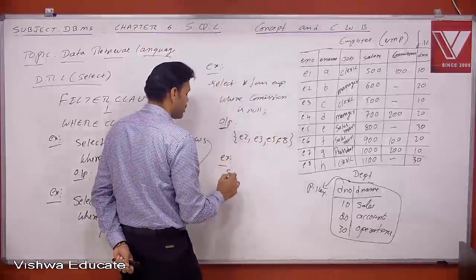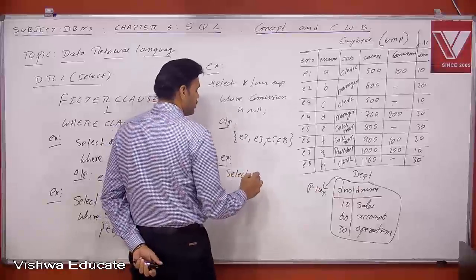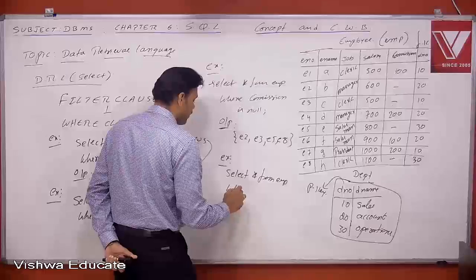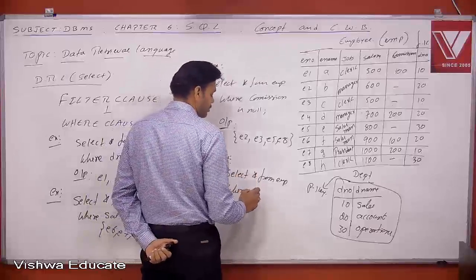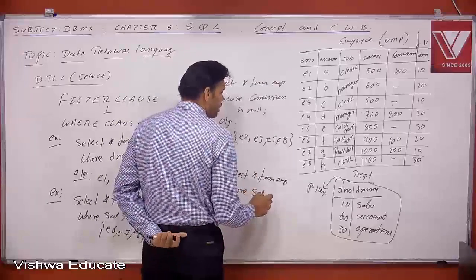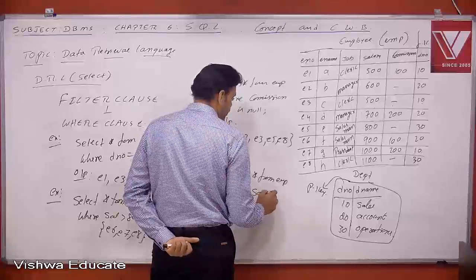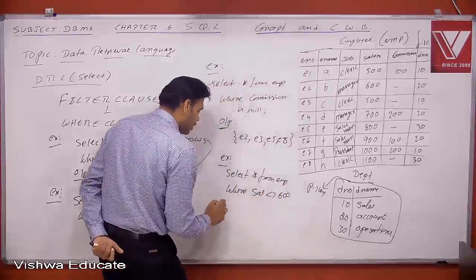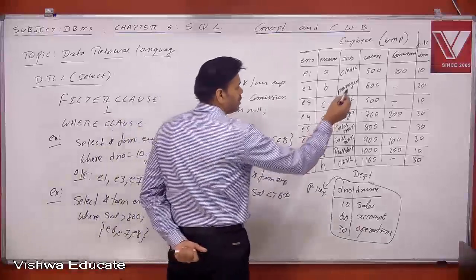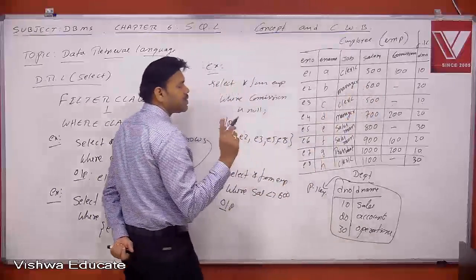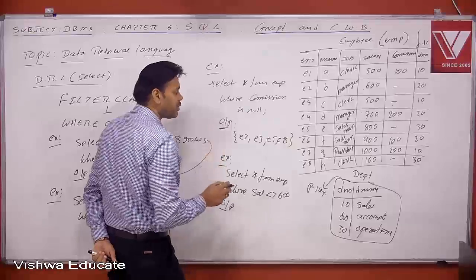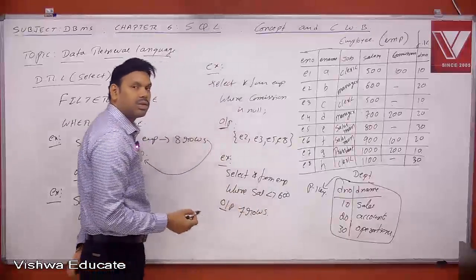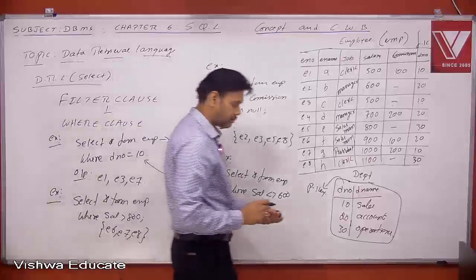And another query if I ask, SELECT * FROM EMP WHERE SAL not equal to 600. So there is one guy who is getting only 600, and the rest of them are all not equal, therefore we are going to get 7 rows. Okay friends, copy these queries.